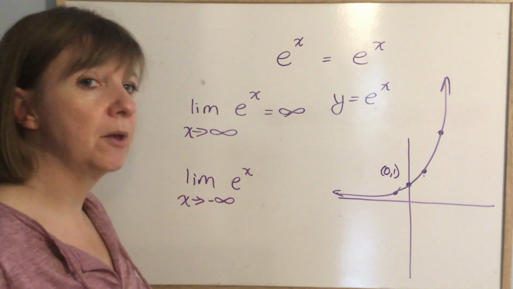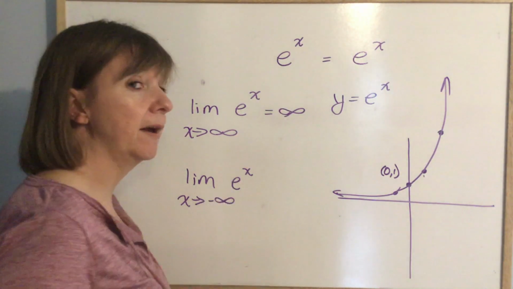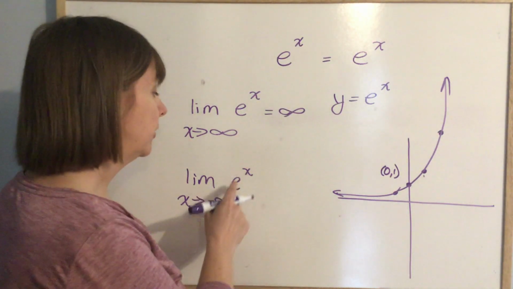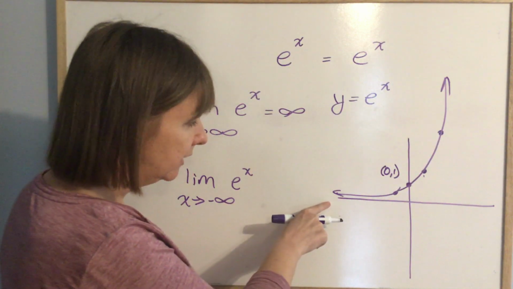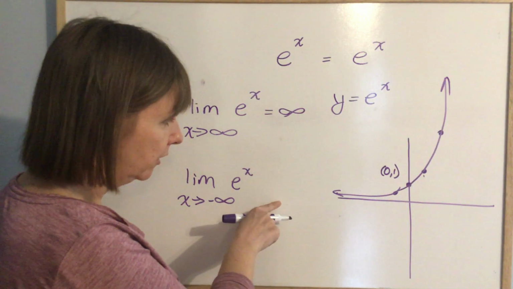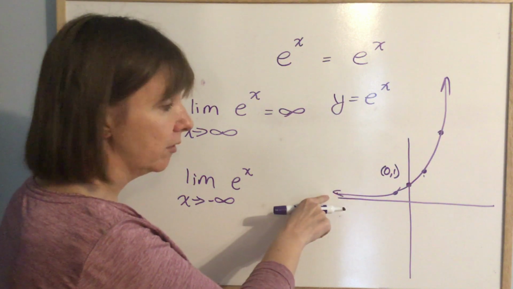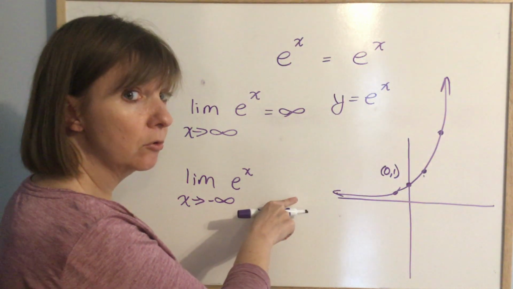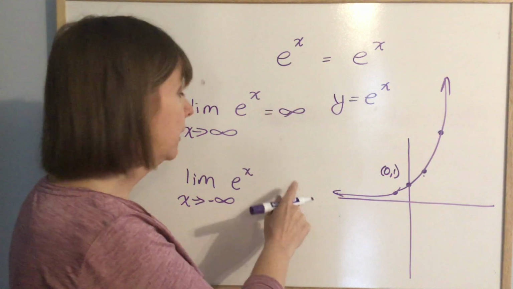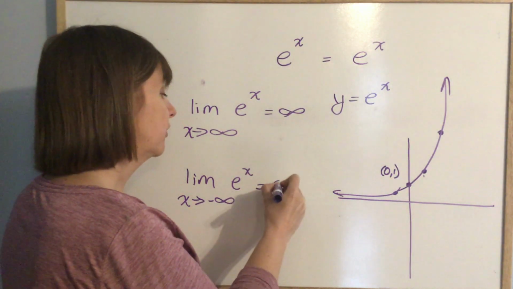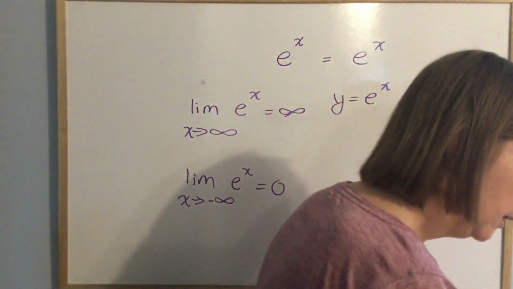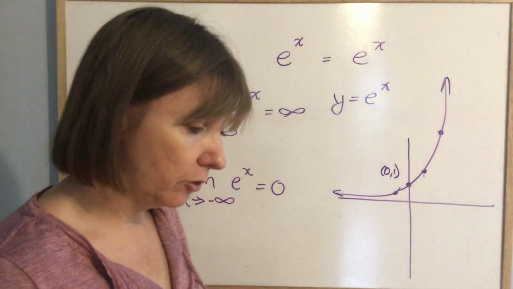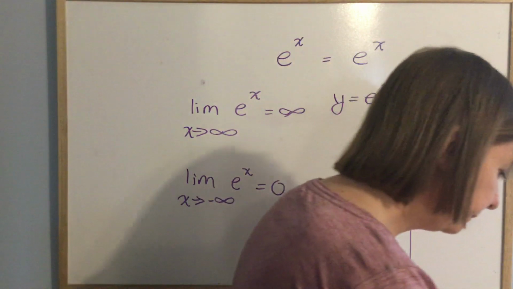So this time, instead of putting e to the 1,000 in my calculator, I put e to the negative 1,000. Well, notice as my x value gets lower and lower, my graph gets closer and closer and closer to 0. So my limit as x approaches negative infinity is 0. Okay. That's not a big deal. Don't worry about that too much.